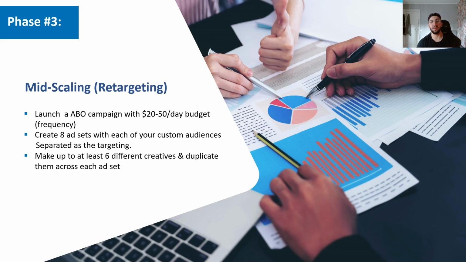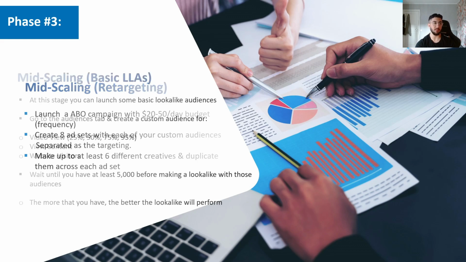Okay guys, so we are back on the PowerPoint. You can see here, create 8 ad sets with each of your custom audiences separated as a targeting. Make at least 6 different creatives and duplicate them across each ad set. And I cannot stress this enough, you have to put as many creatives in retargeting as possible, and just do not duplicate the same video. Do not put too many videos in your hot retargeting; just show them some ads and carousels, and it will work perfectly.